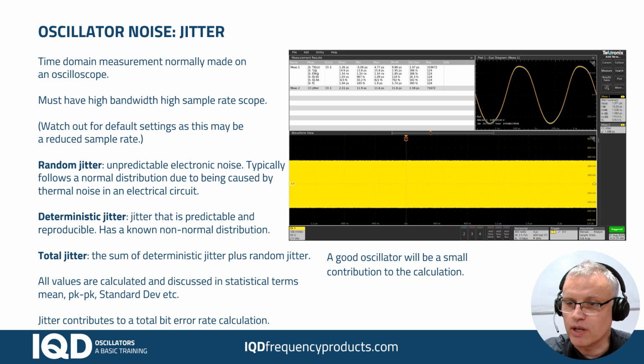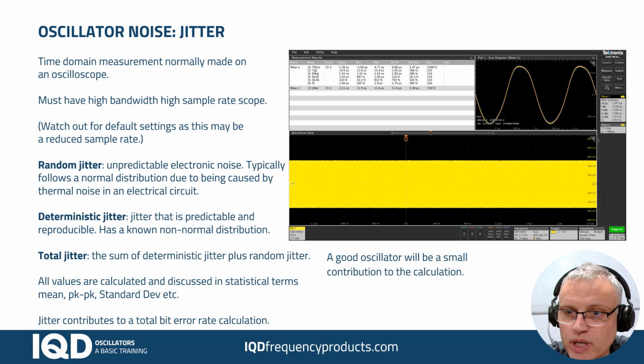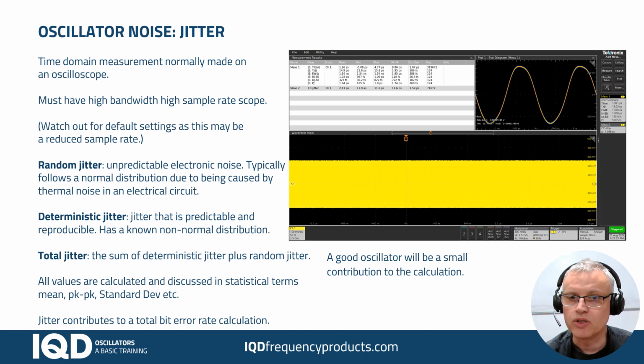In the top right you see an eye diagram, and in the top left you see some measurements. They're jitter measurements, and you can see things like a mean value, a max, a min, a peak to peak, and a standard deviation for various different types of jitter. That's very typical of jitter. It's a statistical analysis of all of that data that's been measured there.